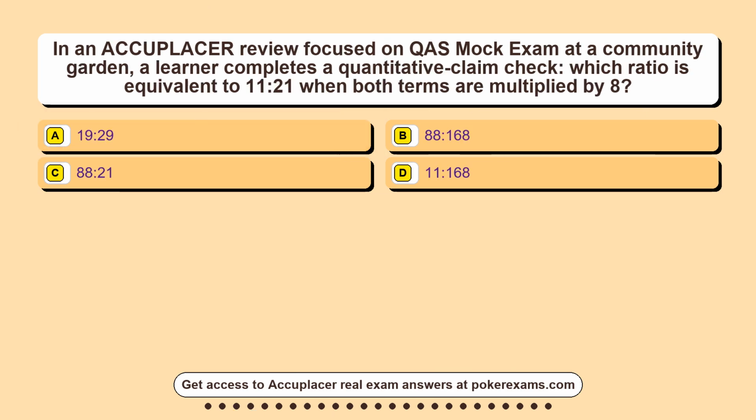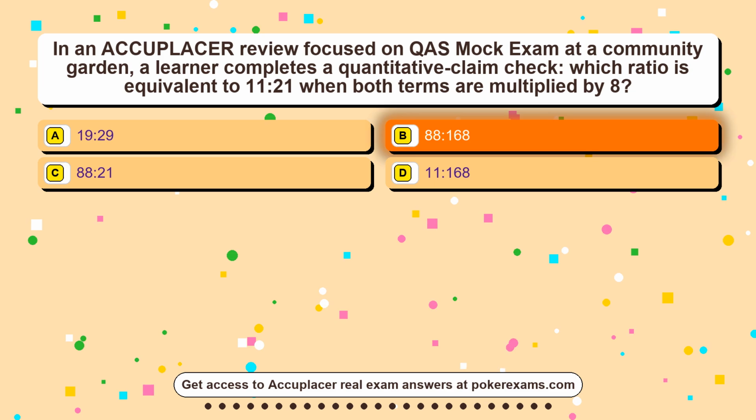Question 24. In an ACCUPLACER review focused on QAS mock exam at a community garden, a learner completes a quantitative-claim check. Which ratio is equivalent to 11:21 when both terms are multiplied by 8? Option A, 19:29. Option B, 88:168. Option C, 88:21. Option D, 11:168. The correct answer is option B, 88:168.